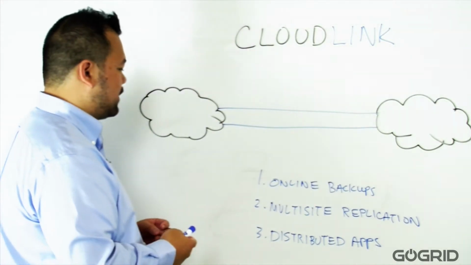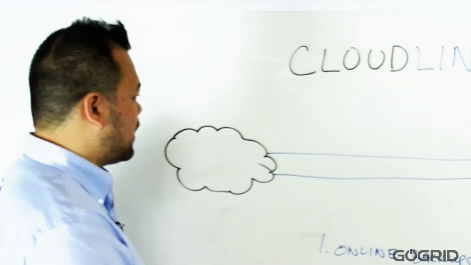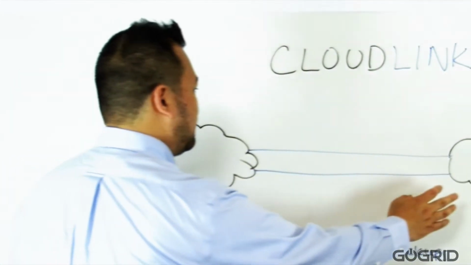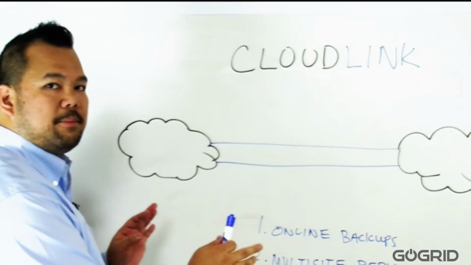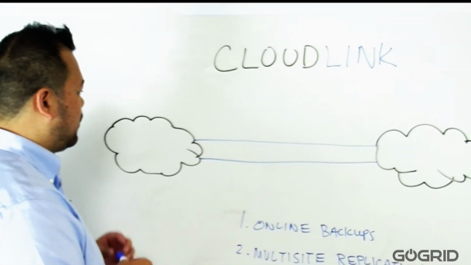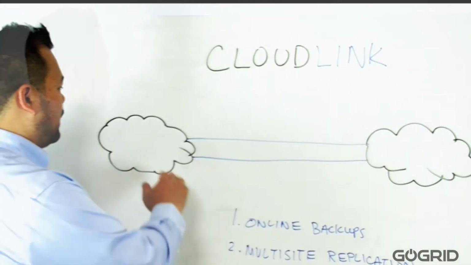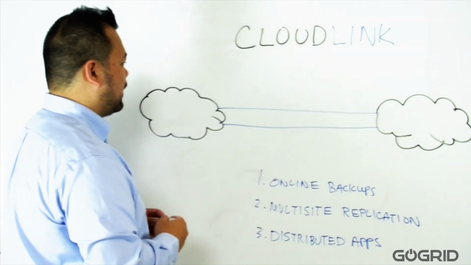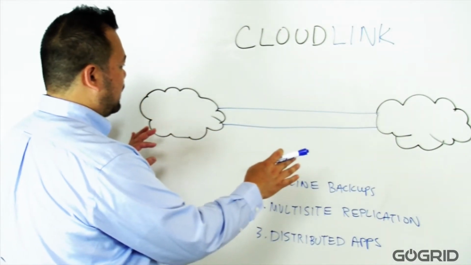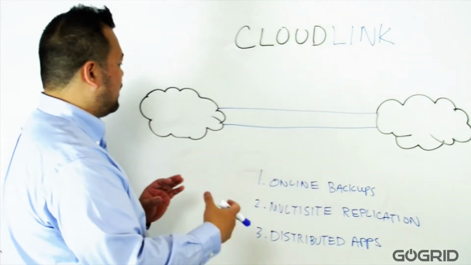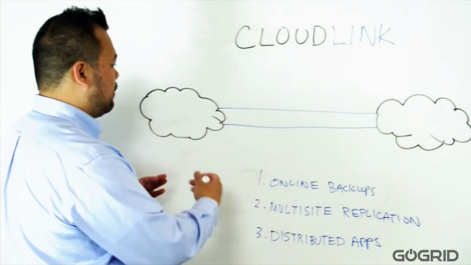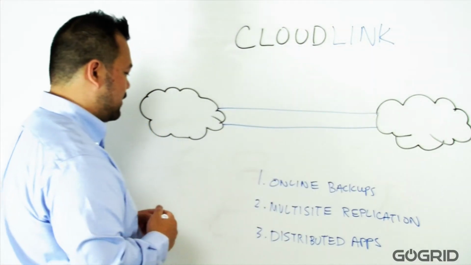Another option is multi-site replication. These are customers who have databases in 2 different data centers, and what they want to do is to mirror them, to basically keep them in sync. So you can use Cloud Link to ensure that you have a secure connection and keep the databases completely mirrored and in sync. And databases are typically kept on the private network anyway, so Cloud Link's actually a really good fit for that use case.